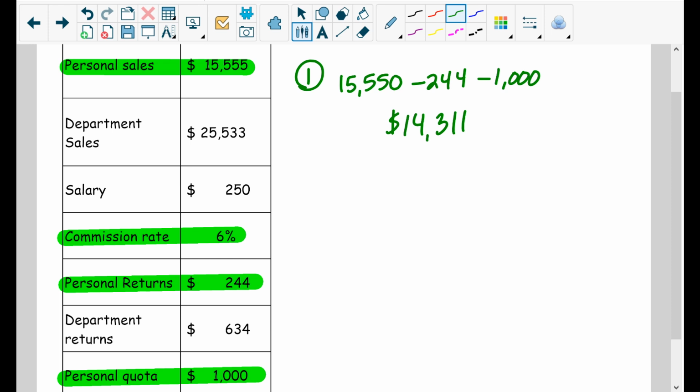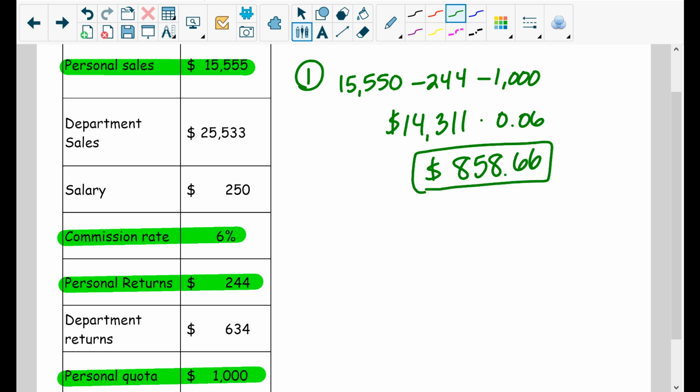Now, that's our commissionable sales, right? Now we can take it by our commission rate. So multiplying that now times our 6%, 0.06. Okay. So what do we get when we multiply these two together? $14,311 times 0.06. $858.66. So that's our personal commission there, right?